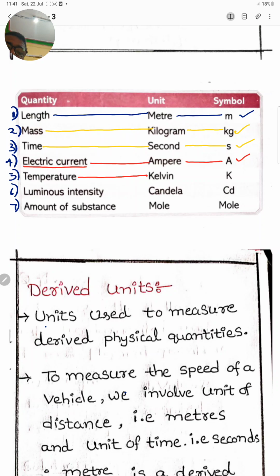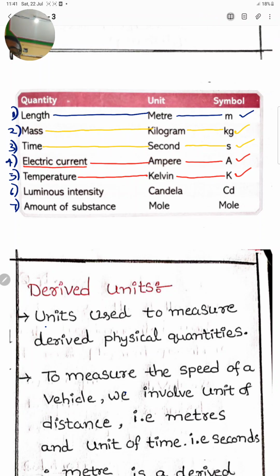The unit Kelvin is the unit of temperature. These are all units in the SI system. Okay. Next, the symbol of Kelvin is capital K.